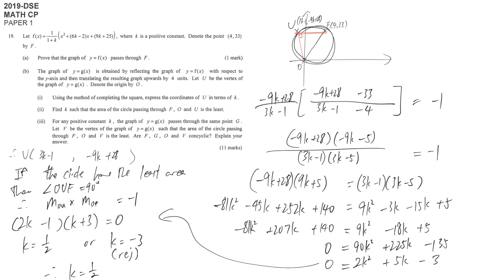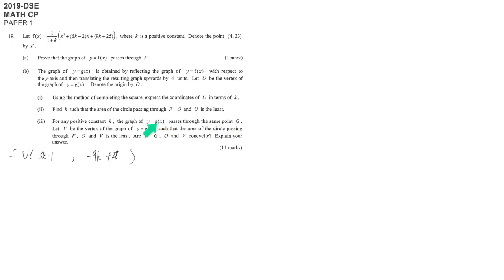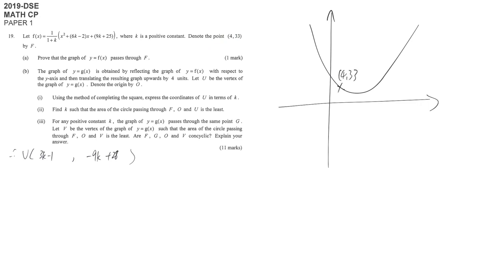Now is the most difficult part. For any positive constant k, this graph passes through the same point G. This is talking about y equal to gx. If we are thinking about y equal to fx, there is also a point. No matter what is the case, it's still passing through that point. So for y equal to fx, no matter what is k, it is still passing through this point. Maybe the graph is like this, depending on different values of k.